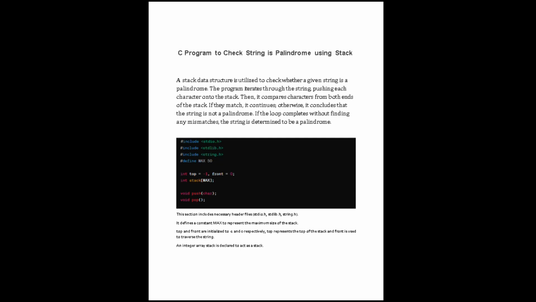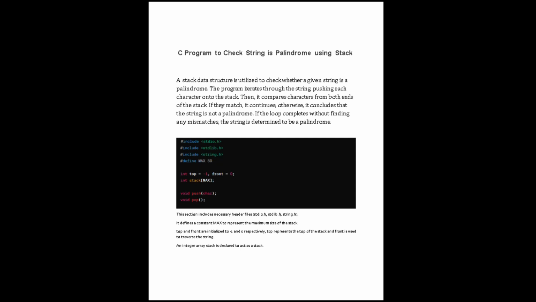The program iterates through a string, pushing each character onto the stack. Then it compares characters from both ends of the stack. If they match, it continues. Otherwise, it concludes that the string is not a palindrome. If the loop completes without finding any mismatches, the string is determined to be a palindrome.